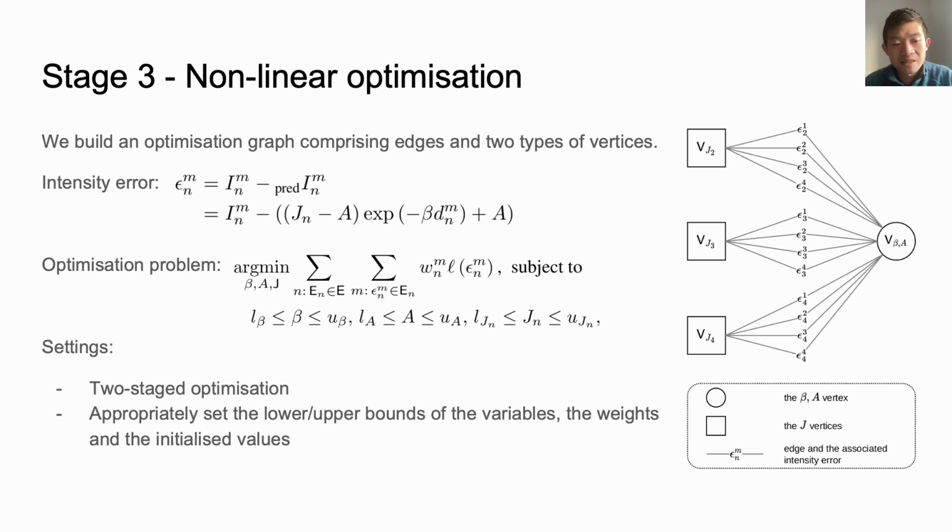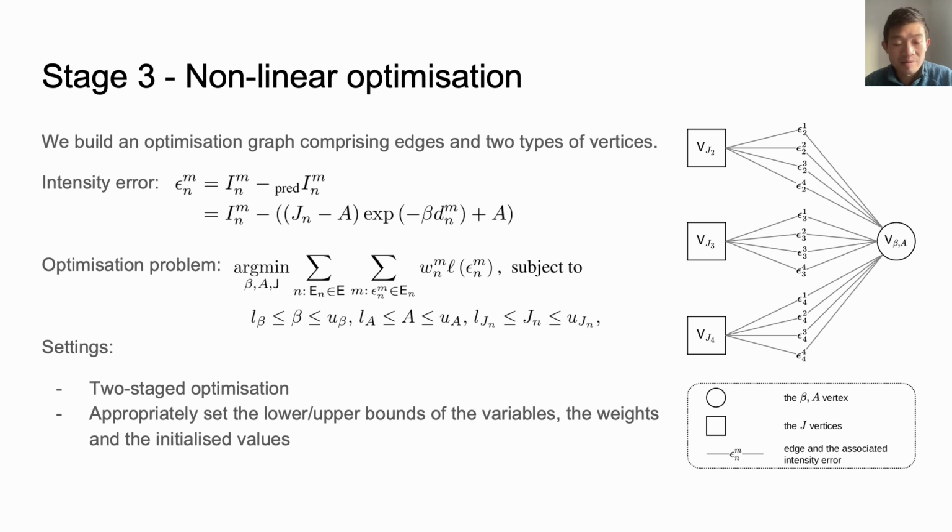So we formulate an optimization problem. Our goal is to find the best set of parameters, beta, A and J, which minimizes an objective function, which is essentially a weighted sum of the loss function of the intensity error. And as you can see, this is a constrained optimization problem with bound constraints.